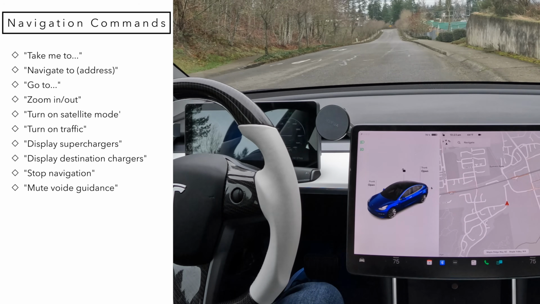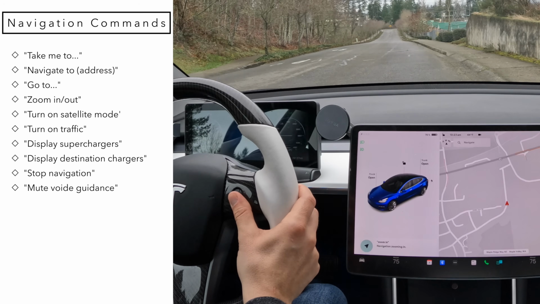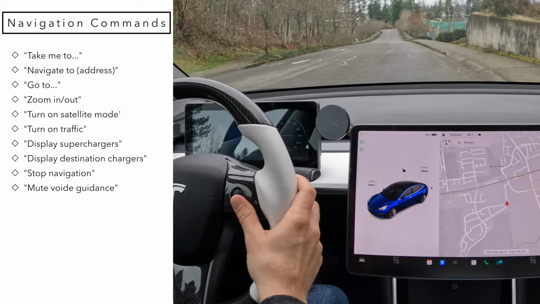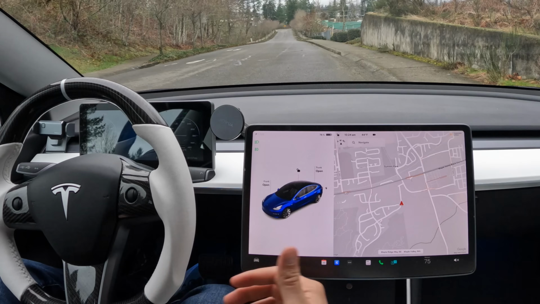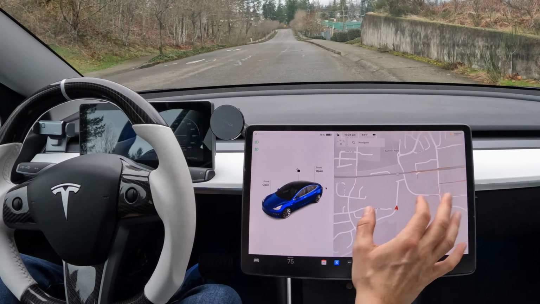But there are lots of different commands, so here they are. You can say navigate to address, which allows you to actually go through and navigate to a specific address while you say it out loud versus typing it in. You could say go to home, go to work, go to the airport. So the go to command is a really popular one. You could say zoom in, or you could say zoom out. You could say turn on satellite mode or turn on traffic mode, display superchargers, display destination chargers, stop navigation, or mute voice guidance. Some of these you'll find really handy to do with the voice commands. Other ones you'll find like zoom, it's just easier to come in and pinch, but that's totally up to your preference.